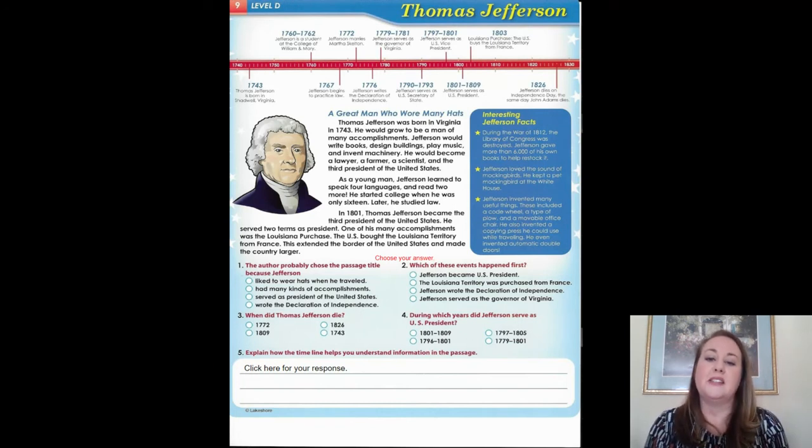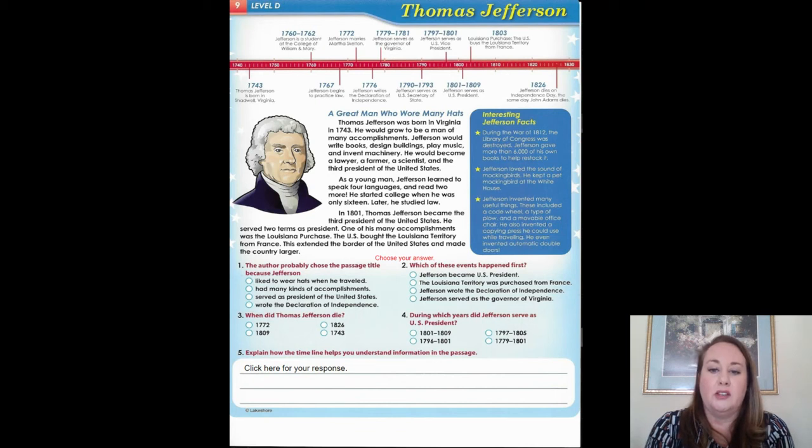All right, so the next thing we see in our text box, and a lot of times it's just your interesting facts, some things you would like to read about him that you may not know about. That's why it's titled Interesting Jefferson Facts. So we have that during the War of 1812, the Library of Congress was destroyed, and Jefferson gave more than 6,000 of his own books to help restock it. So that kind of lets you know what kind of person Thomas Jefferson is.